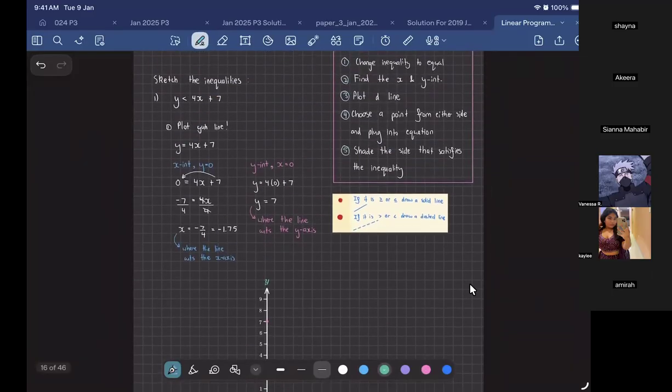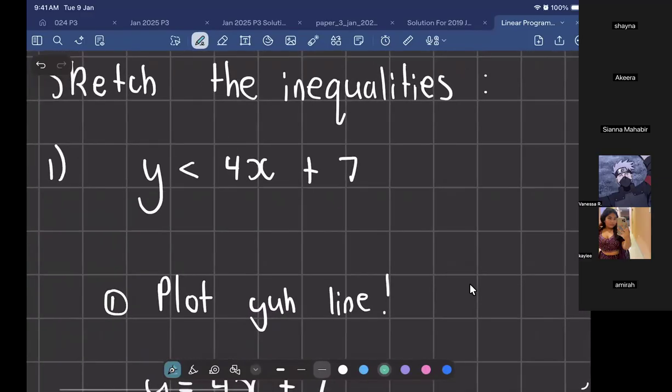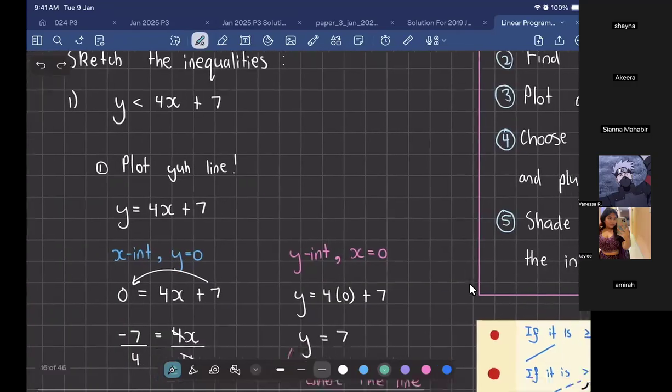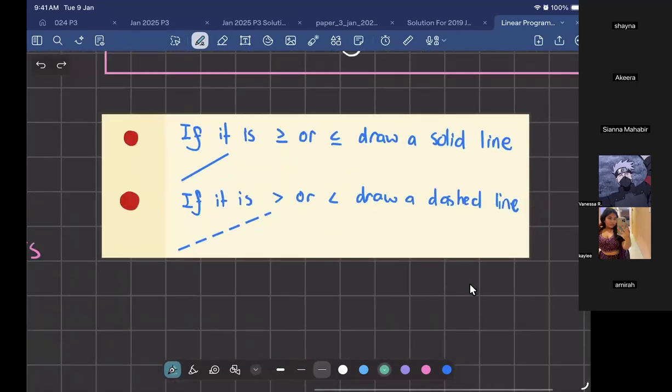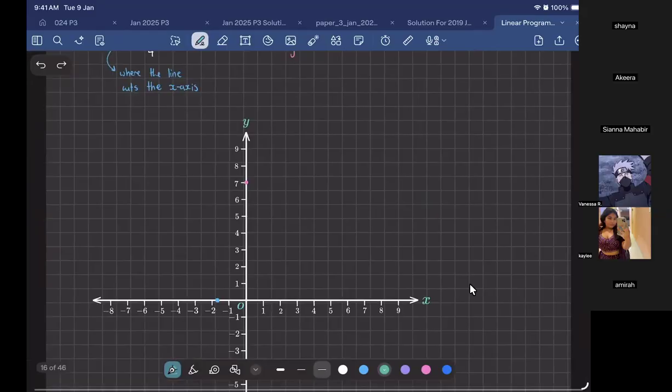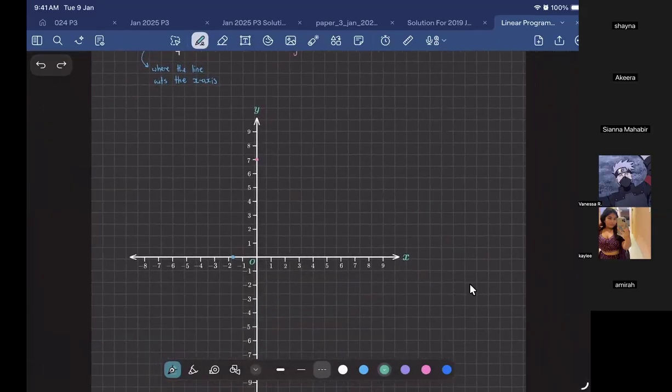Now I want you to understand something. In this question, were you seeing less than or equal to, more than or equal to? No, not equal to. It was just y is less than 4x plus 7. Keep this in mind: if it is more than or equal to or less than or equal to, you draw a solid line. If it is just more than or just less than, you draw a dashed line. So we're going to draw a dashed line passing through these 2 points.